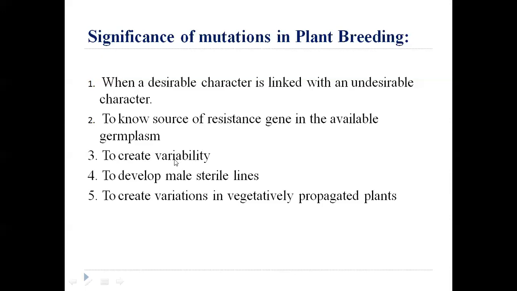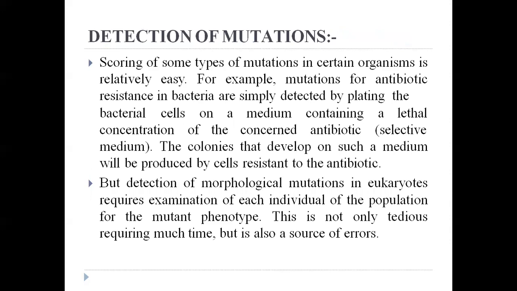Otherwise, you cannot change the variability. To develop a male sterile line, this is your target. Male sterile line means you have to work with the sex chromosomes. Either you have to stop the function of the sex chromosomes, so that is nothing but chromosomal mutation. And to create variation in vegetatively propagated plants, this is the same thing. Okay. So this is the importance of mutations in plant breeding.